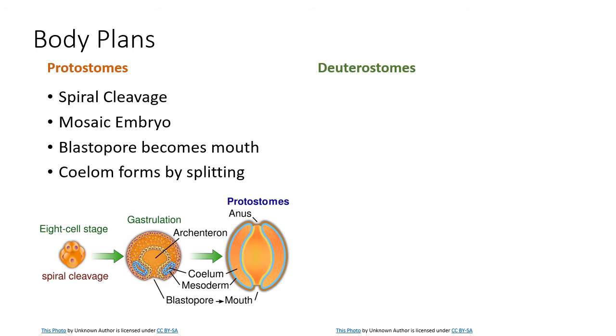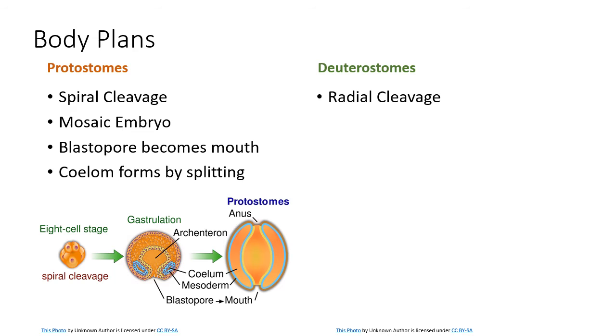All right, so we can then categorize these different processes into major divisions of development. Protostomes have spiral cleavage and a mosaic embryo, those two go hand in hand as before. They also have the original opening, which is called the blastopore. You see that below there. When it develops, that blastopore becomes the mouth, and the coelom forms by splitting the mesoderm.